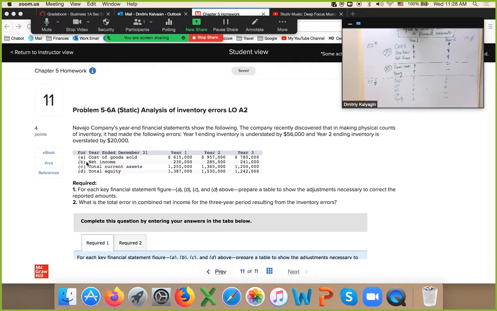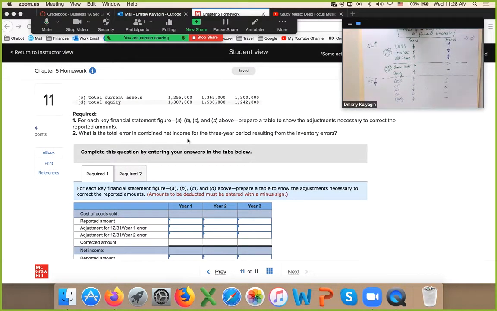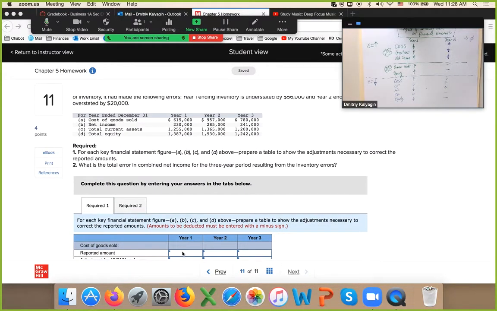And there are 2 pieces of data you have to analyze, and I will just show the first piece of data, cost of goods sold. So cost of goods sold right here in year 1 was reported as 615,000. So I'm just going to copy this amount right here. 615,000. And year 2, it's 957,000. So these amounts are incorrect. That's what we reported. And year 3, 780,000.